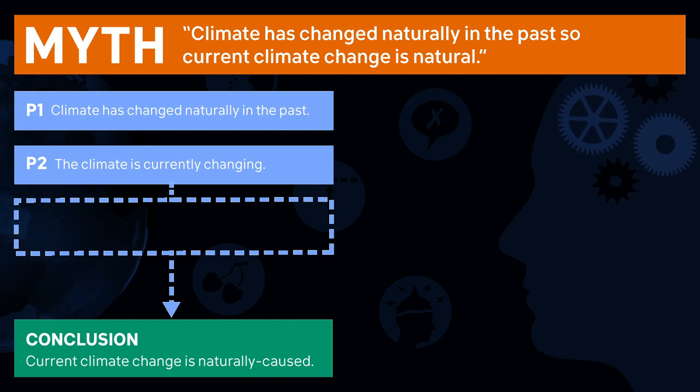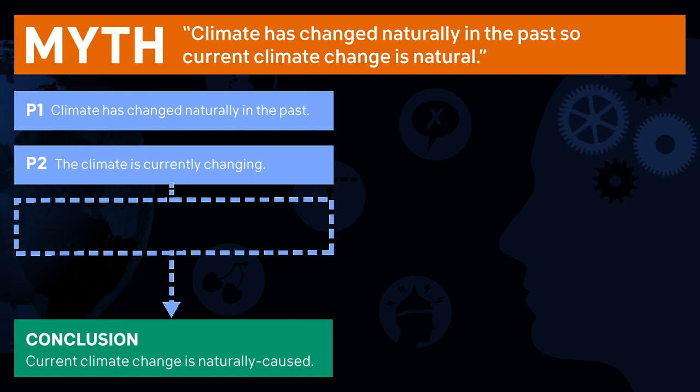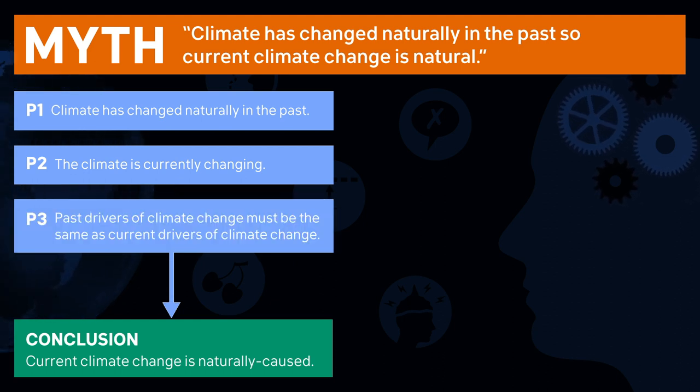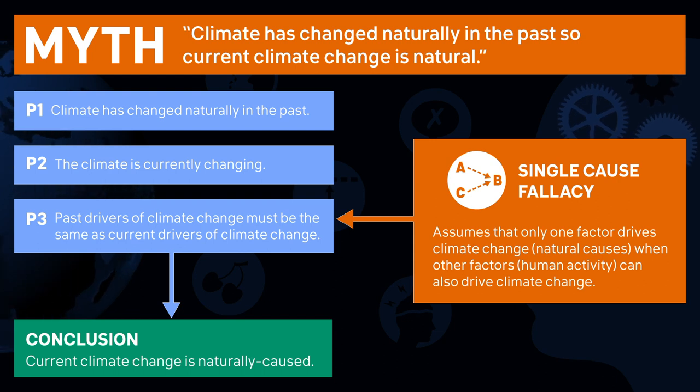Going through this three-step process shows that the argument "climate has changed naturally in the past, so it must be natural now" is based on an unstated assumption: whatever caused climate change in the past must be causing climate change now. This premise commits the single cause fallacy, assuming a single cause drives climate when there might be multiple drivers.